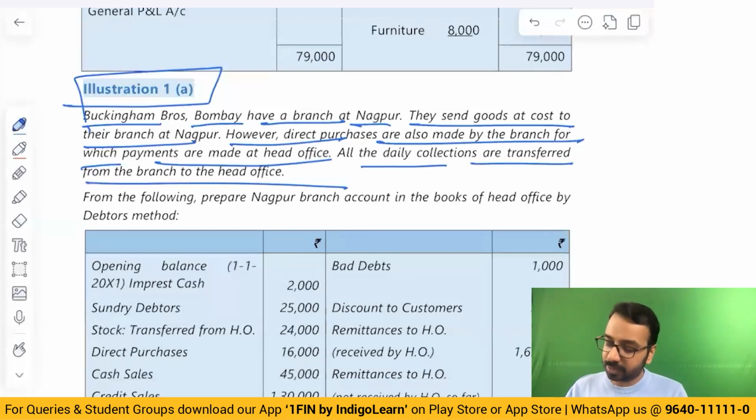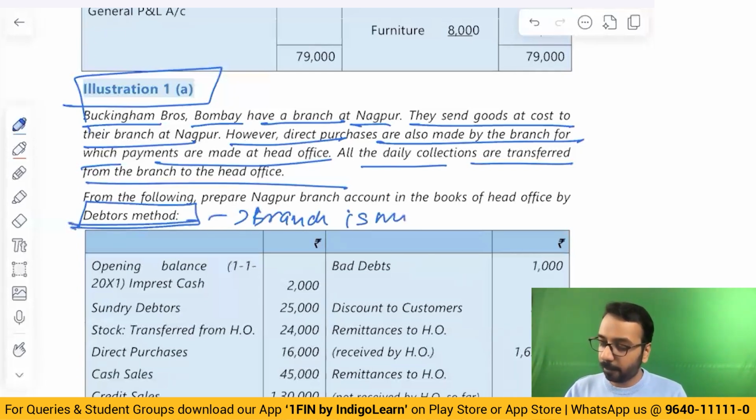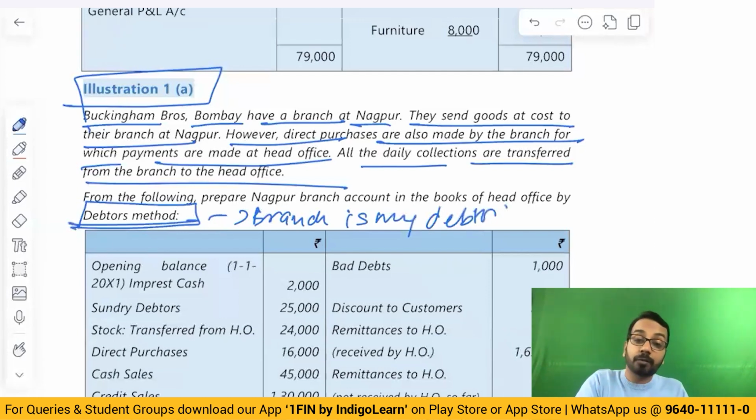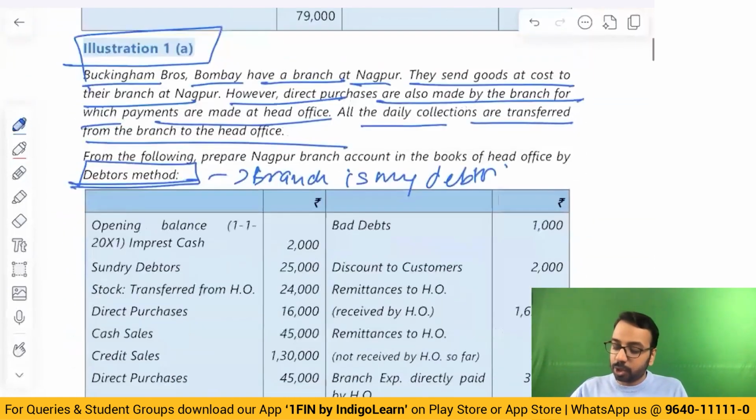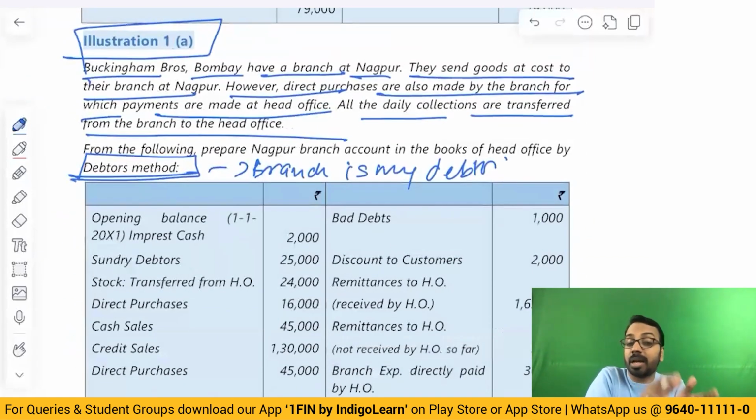And whenever you see the dependent branch and they have said debtors method, when I say debtors method, I'm repeating once again, branch is my debtor. So I'll have opening balance, I'll have closing balance, and whatever are the transactions between the head office and the branch will be recorded here. Please remember, whatever transactions are happening between the branch and its customer are not recorded. What we are bothered about is the opening balance, the closing balance, and transactions between the head office and the branch. We are not concerned about transactions between the branch and its customer. So if the branch gives some discount, if the branch incurs some bad debts and all of that, no need to worry about it. All right. Okay.